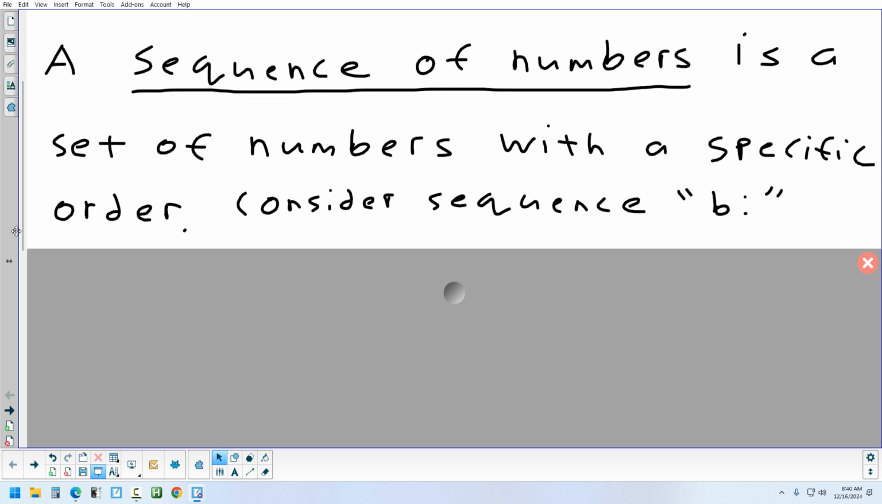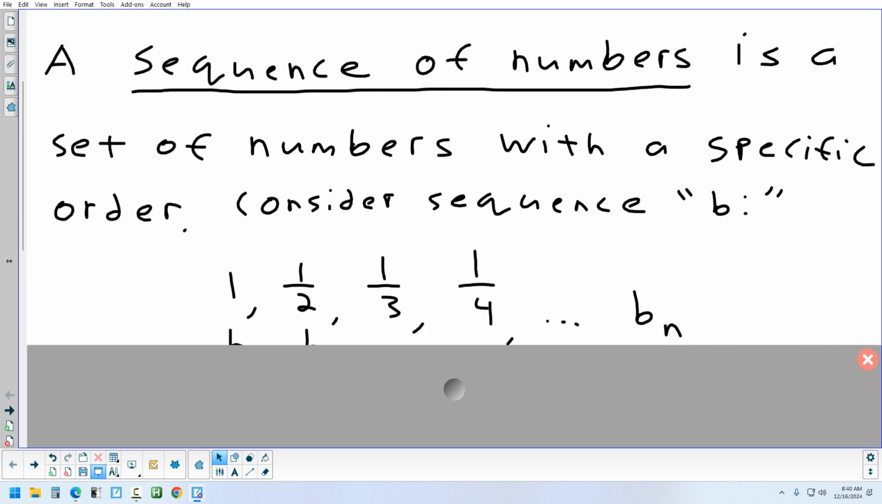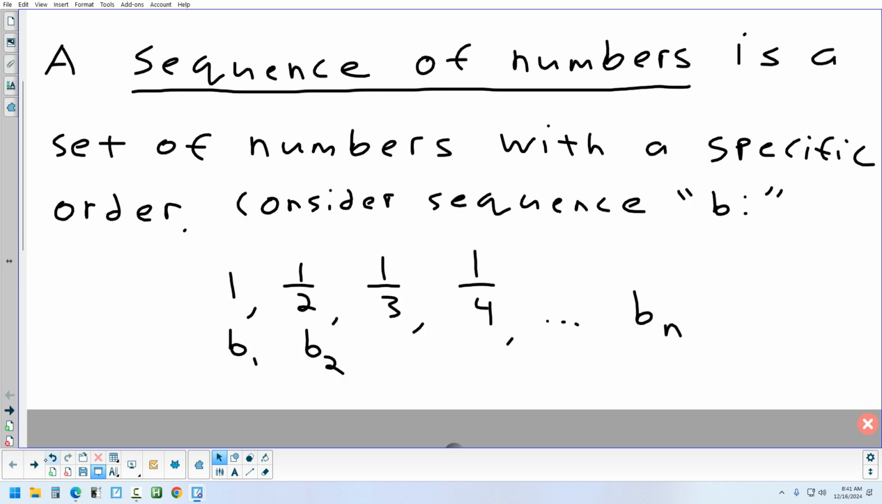Generally, sequences are named with a single letter, and it's lowercase. So let's say that those numbers represent sequence B. When you put a little number next to it, that indicates the position. So B sub 1 would mean the first number in sequence B. B sub 2 is the second number. B sub 8 would be the eighth number. So that's the notation for what particular term you want to know.